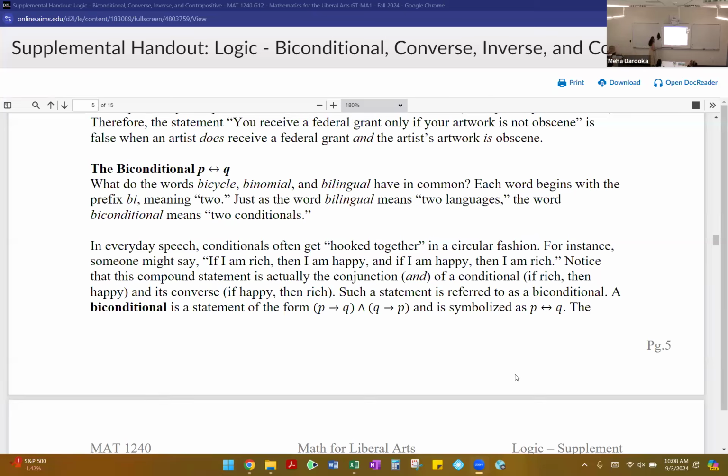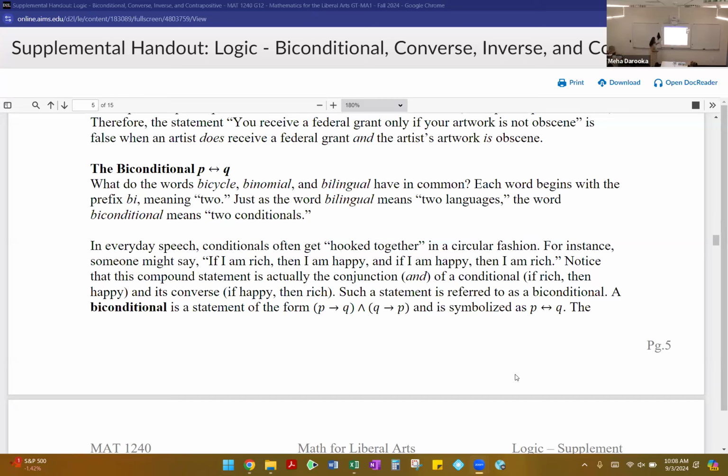So yeah, this one is just talking about the prefix bi, like in bicycle, binomial, or bilingual. So basically that stands for two, right? Bicycle, of course, has two wheels. Binomial has two terms, and bilingual means you can speak two different languages.